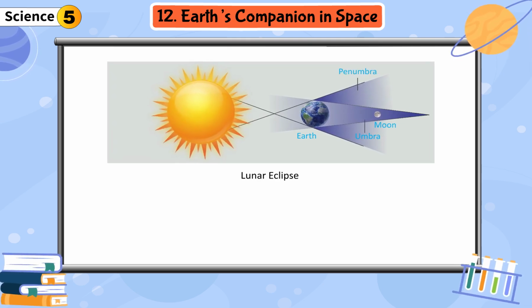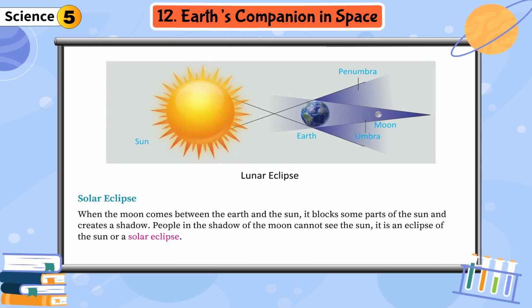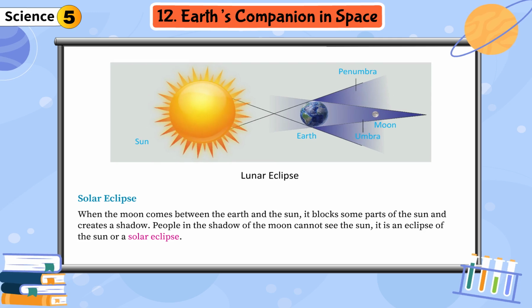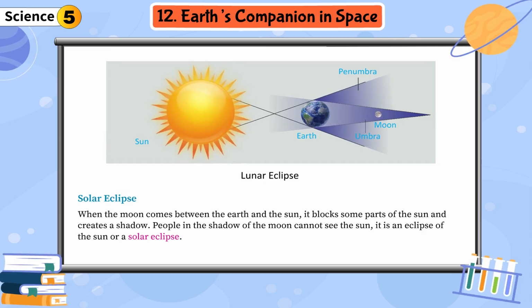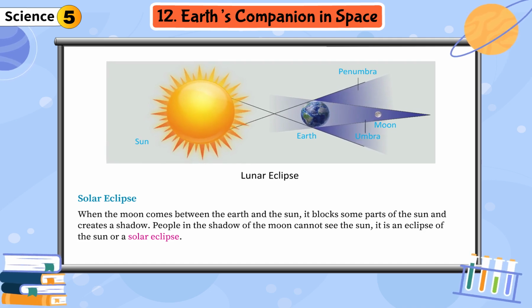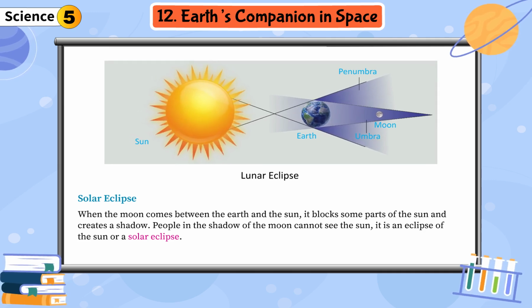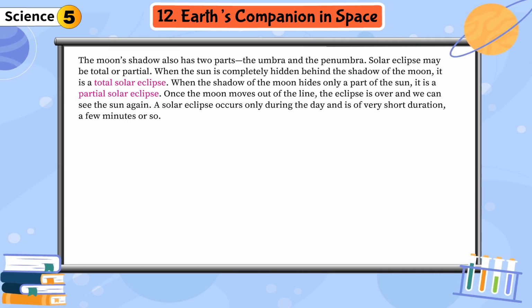Penumbra. Sun. Solar eclipse. When the moon comes between the Earth and the sun, it blocks some parts of the sun and creates a shadow. People in the shadow of the moon cannot see the sun. It is an eclipse of the sun or a solar eclipse. The moon's shadow also has two parts, the umbra and the penumbra.